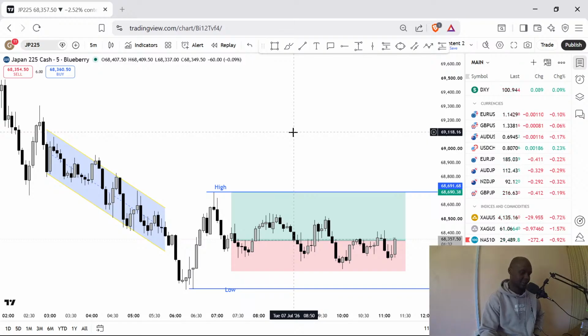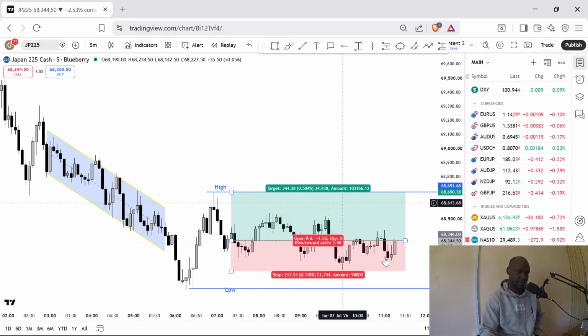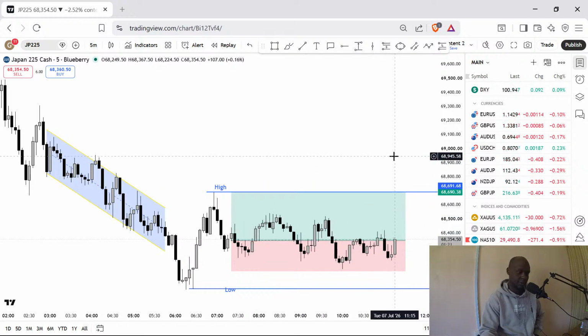Hopefully this candle continues with this bullish momentum I'm seeing. If we get a strong bullish candle close, then most likely we're going to continue pushing higher. We need a strong bullish candle close. I'm liking the momentum on this candle.